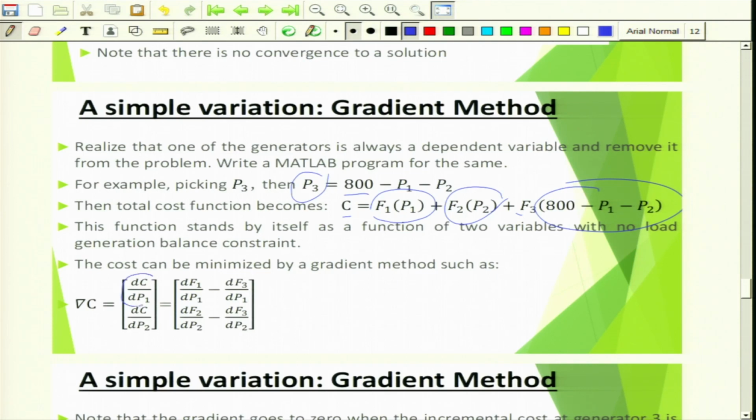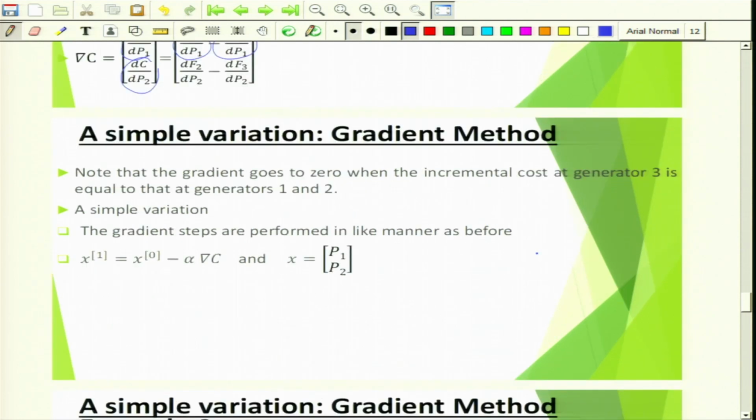Now dC by dP1 and dC by dP2, because you now have only 2 variables, you have removed the other 2 variables, lambda and P3. This is nothing but df1 by dP1 minus df3 by dP1, and df2 by dP2 minus df3 by dP2. Note that the gradient goes to 0 when the incremental cost at generator 3 is equal to that of generators 1 and 2, obviously.